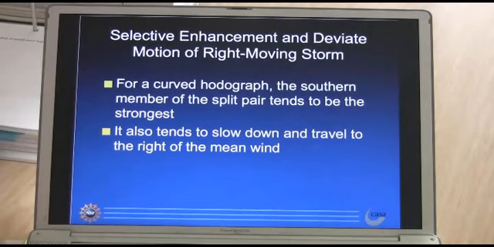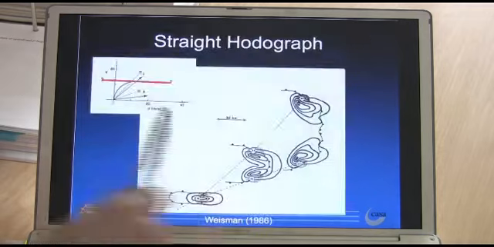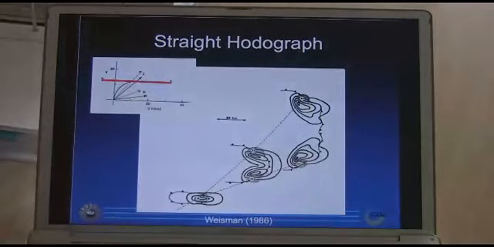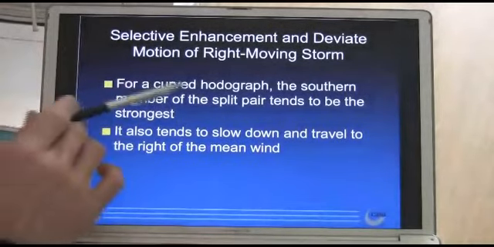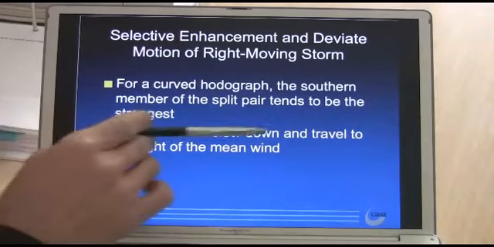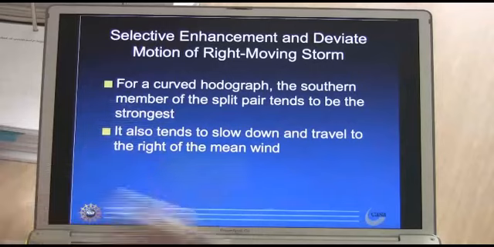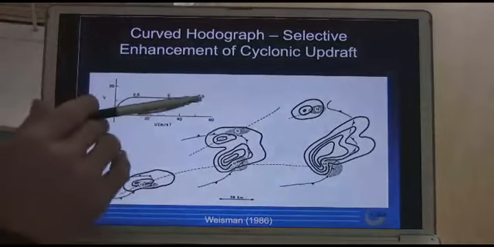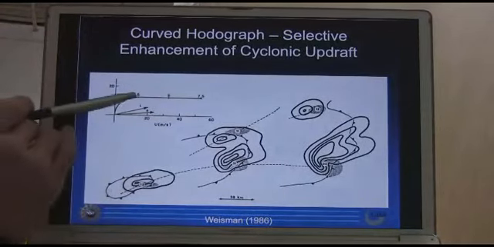Now, it was studied back in the late 70s. Actually, my doctoral advisor, Bob Wilhelmson, at the University of Illinois, working with Joe Klemp at NCAR, kind of discovered this behavior that I'm going to show you in numerical simulations, but they couldn't really explain it, at least not dynamically. What they found, though, was that when you have a straight hodograph, you get this nice symmetrically split pair of storms. But if I add curvature to the hodograph, the southern member of that split tends to be the strongest. It also tends to slow down and travel to the right of the mean wind. So in a simulation where we do the same thing, we're going to take the straight hodograph and add a tail on it, like we saw before.